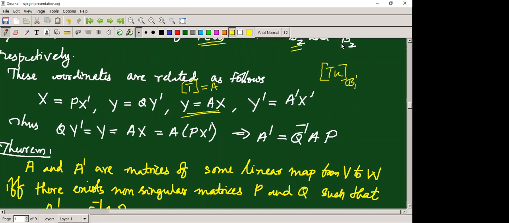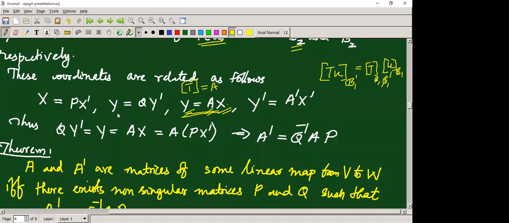B1 dash is equal to the matrix of T with respect to B1 dash into the matrix of U with respect to B1. And the matrix of U with respect to B1 is X. The matrix of T with respect to B and B dash is A. And the matrix of TU is Y. So the matrix of TU with respect to B1 dash is Y, that is, Y is equal to AX. Similarly, Y dash is equal to A dash X dash.